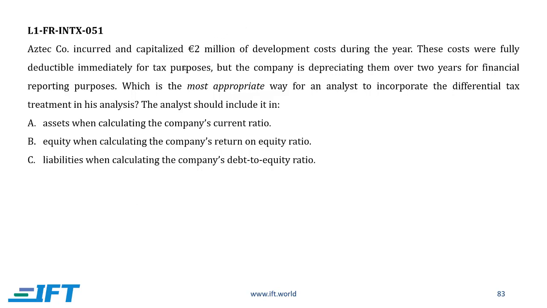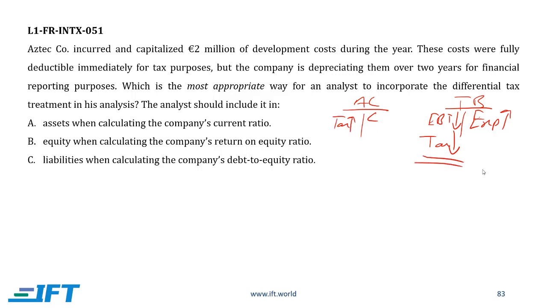Okay, last question. Aztec company capitalized 2 million of development costs during the year. These costs were fully deductible immediately for tax purposes. So again, accounting book and tax book. Expense is happening immediately. It goes up. EBT goes down. Taxes go down. But the company is depreciating them over 2 years for financial reporting. So over here capitalization is taking place. So you are paying low taxes. So what is being generated? A deferred tax liability.